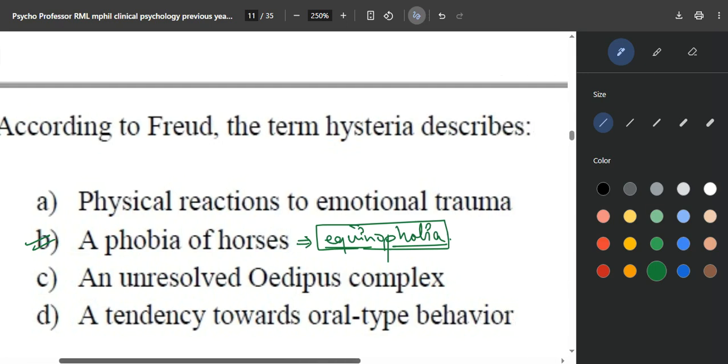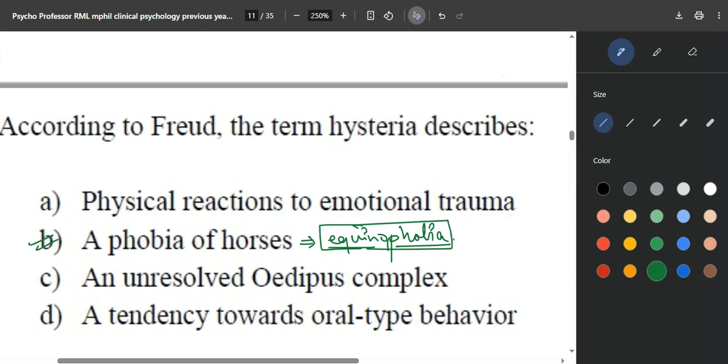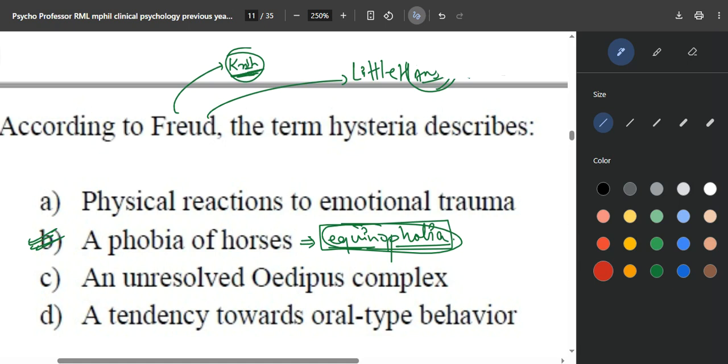Okay. Now, according to Freud, the term hysteria describes. Now, this guy Freud has nothing to do with Kristen Stewart. Okay. This guy has nothing to do with this, but this guy has to do with the story of Little Hans. And this guy, Little Hans, was also having what? He was also having the phobia of horses called equinophobia. Okay. Now, an unresolved Oedipus complex, we are talking about the psychosexual stages over here, and it has also no relation with this particular thing.